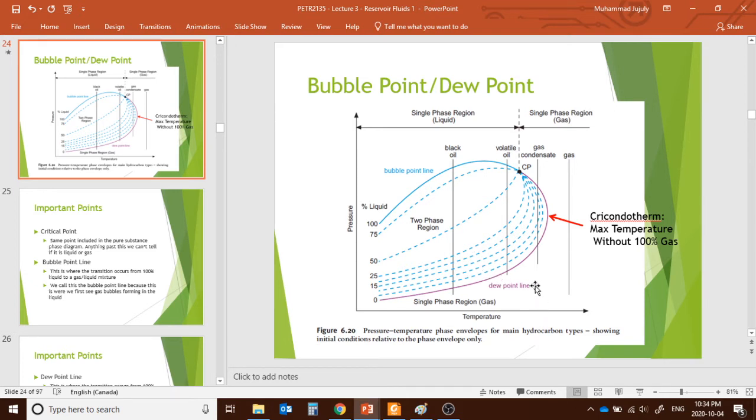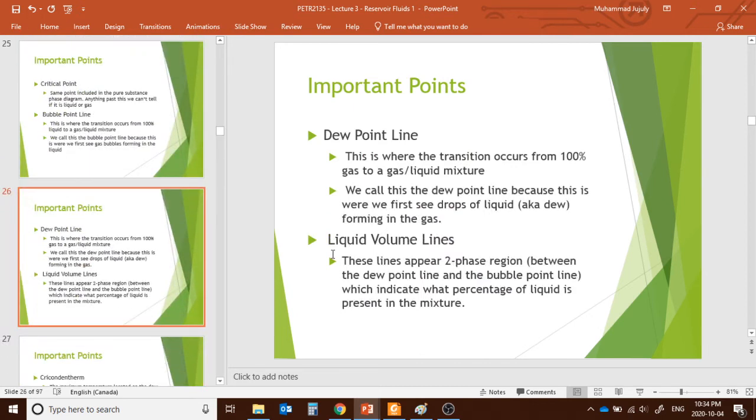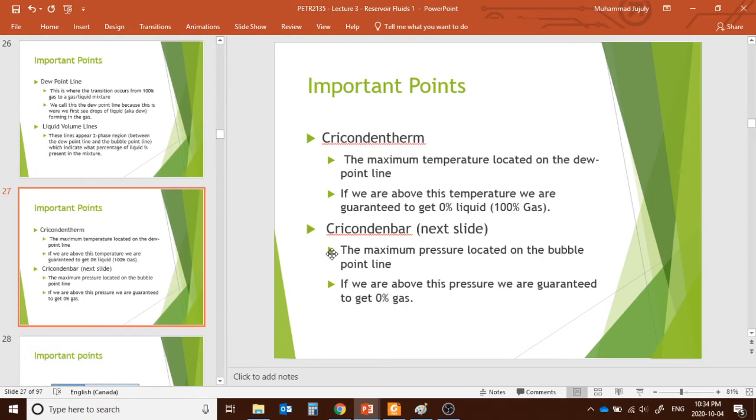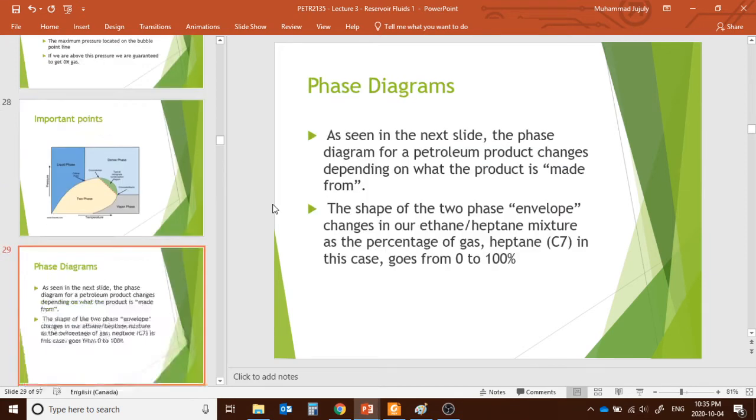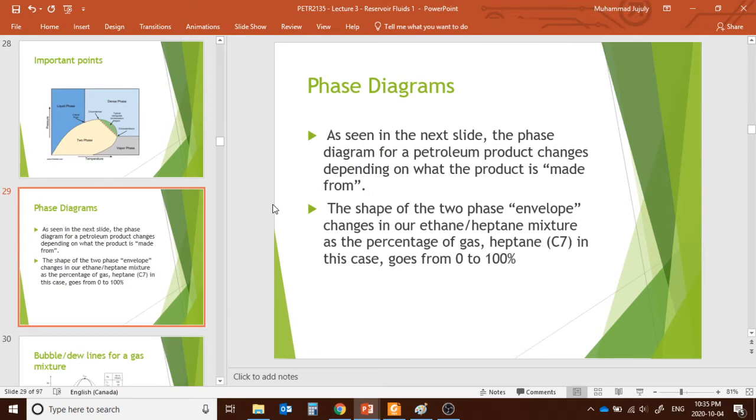That means beyond the dew point, it's gas, and right at the dew point, the first liquid dew creates. We already explained that, and we have seen the liquid volume line and the Cricondentherm, as I have explained already, and the Cricondenbar is the maximum pressure located there. So these are the important points. Please read those. These are very important. Like what is the critical point, Cricondenbar, Cricondentherm, and the triple points and different phases. Okay, so that's the thing.